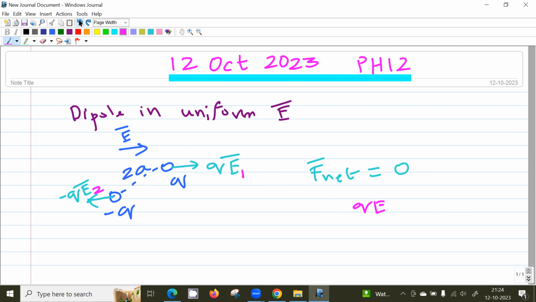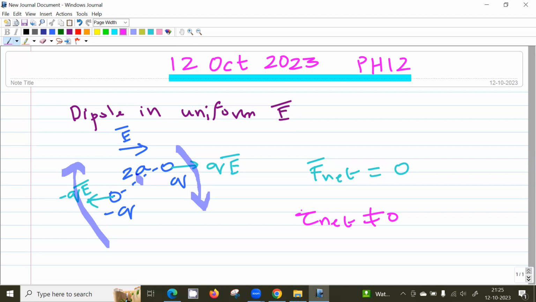But in uniform electric field, since the two forces are acting at different locations, there will be a torque. This force will produce a clockwise torque. Both minus q and plus q are of same mass, so if it's going to rotate, it will rotate about the center. About this center, the force plus qE will produce a clockwise torque, and the force minus qE will also produce the same clockwise torque. So torques will add. So the net torque on this dipole is not equal to 0.